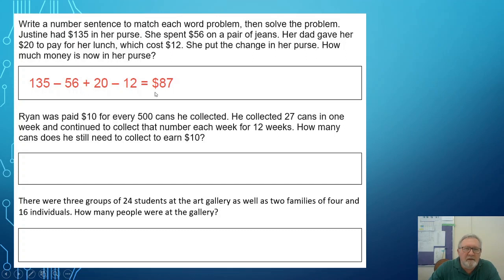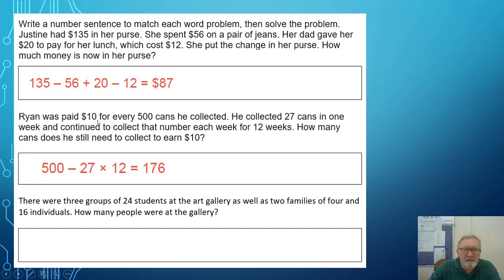And there is the number sentence that matches that story to give us an answer of $87. No brackets needed, working from left to right. You would get the right answer if you did bracket things, but the important thing to remember is only put brackets in when they are needed. Don't put brackets in if they're unnecessary. Let's have a look at the second question.